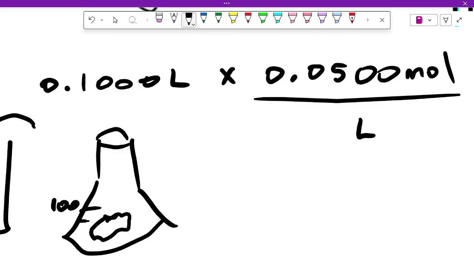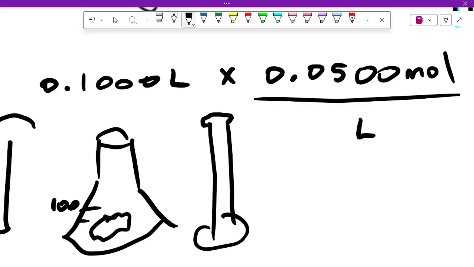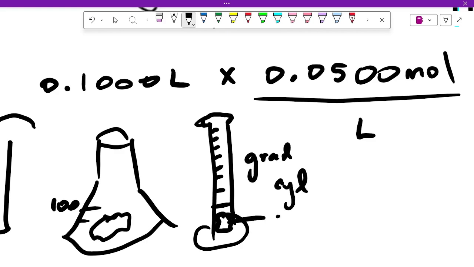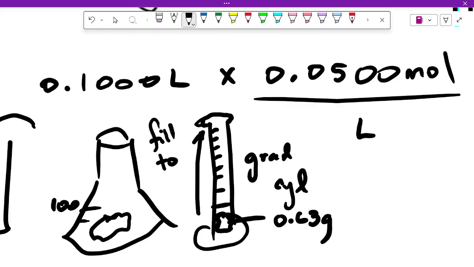Okay. Yes. You could use a graduated cylinder, and that's not a bad choice. I can't draw a graduated cylinder, but anyway, that's kind of what it looks like. A little bit. That's a pouring thing. Grad cylinder. You could put in the 0.63 grams, and then you could fill to 100 milliliters. Yes?